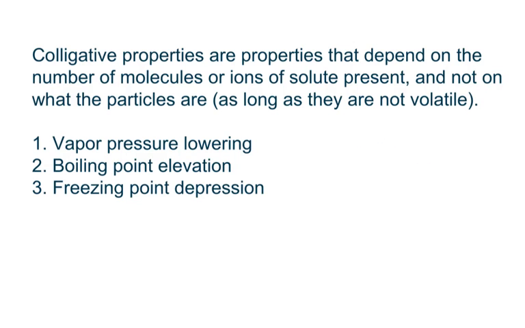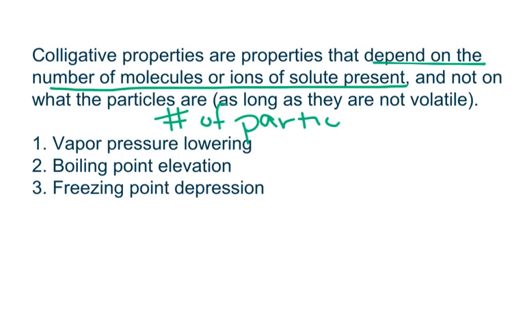So colligative properties are properties that depend on the number of molecules or ions of the solute present, and not on what the particles are. So what matters is the number of particles dissolved. There are three different colligative properties we're going to talk about: vapor pressure lowering, boiling point elevation, and freezing point depression.